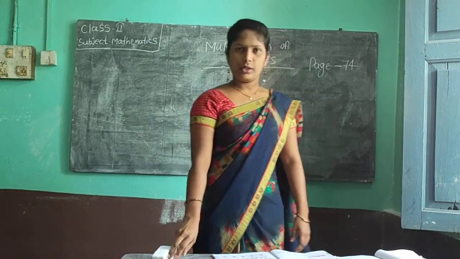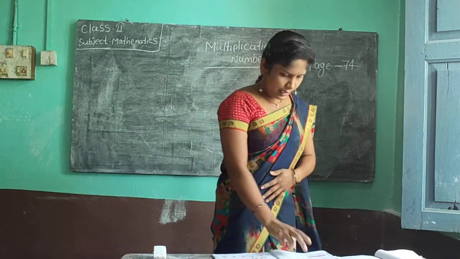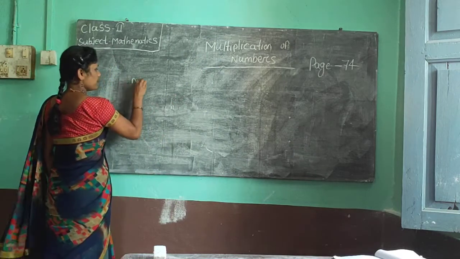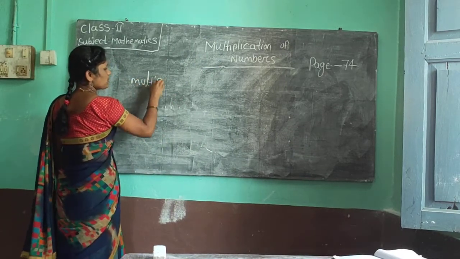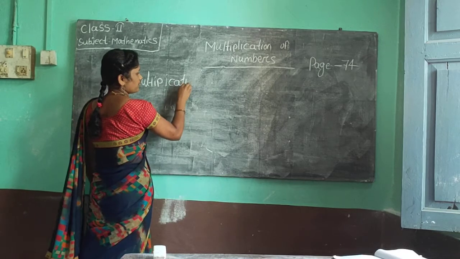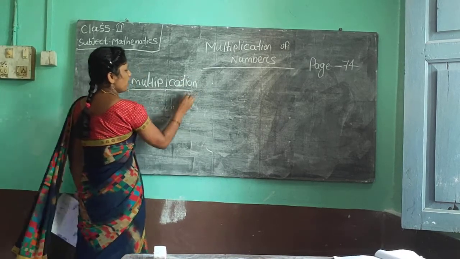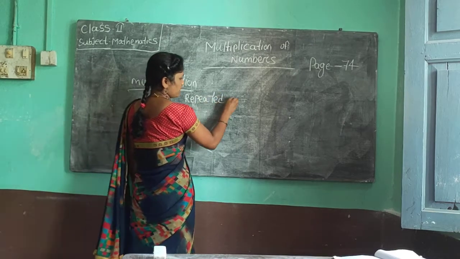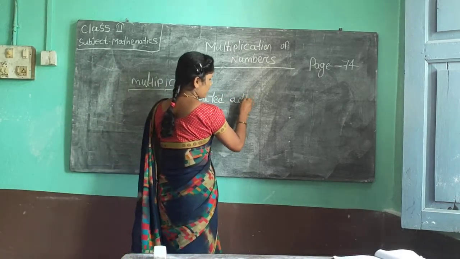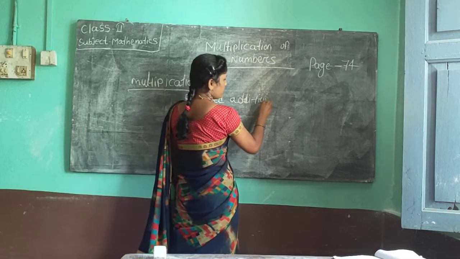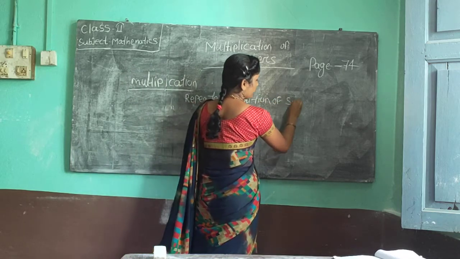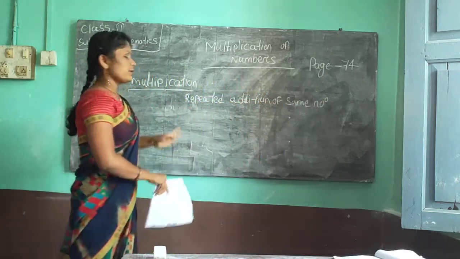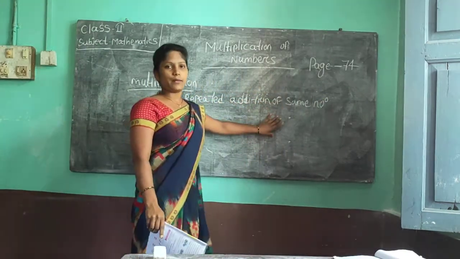Multiple of numbers. Okay, take our place number 74. First, here multiplication means what? Multiplication is what? Repeated addition. Repeated addition of number. Addition of the same number. Okay. That means multiplication is repeated addition of the same number.